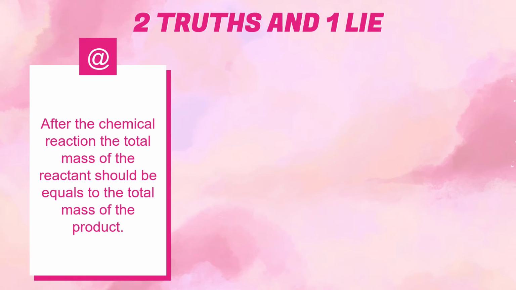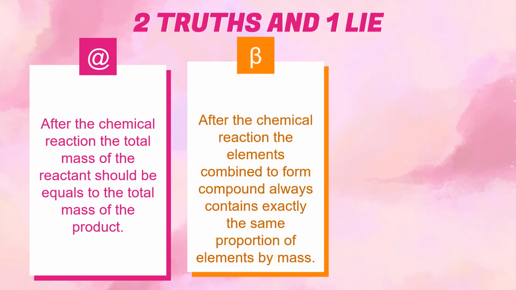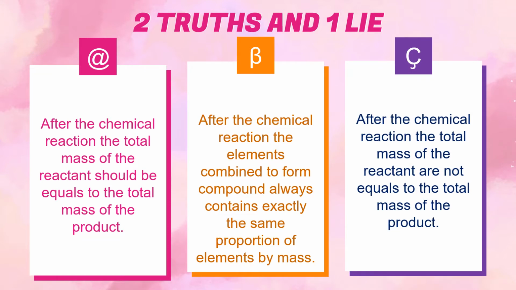Next, two truths and one lie. Identify the lie. After the chemical reaction, the total mass of the reactant should be equal to the total mass of the product. After the chemical reaction, the elements that combine to form a compound always contain exactly the same proportion of elements by mass. After chemical reaction, the total mass of the reactant is not equal to the total mass of the product.